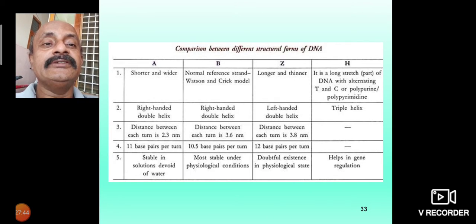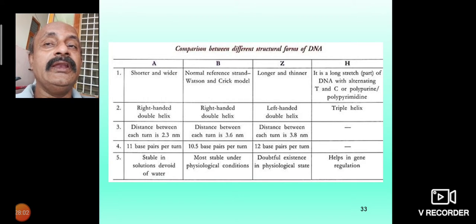A-DNA is right-handed. B-DNA is a right-handed double helix. Z-DNA is left-handed. H-DNA is a triple helix. The distance per turn is 2.3 nanometers in A-DNA, 3.4 nanometers in B-DNA, and 3.8 nanometers in Z-DNA. Then 11 base pairs per turn are present in A-DNA, 10.5 base pairs in B-DNA, and 12 base pairs in Z-DNA, while base pairs are absent in H-DNA.